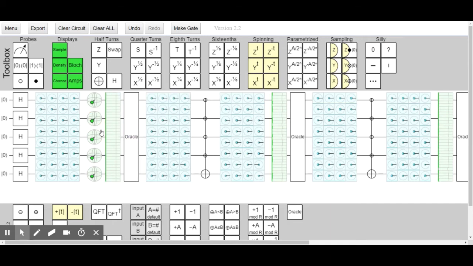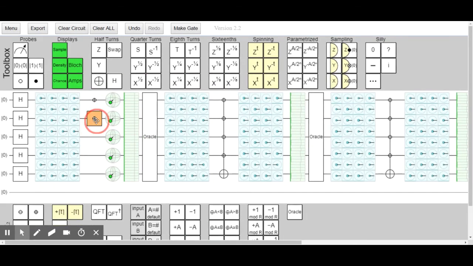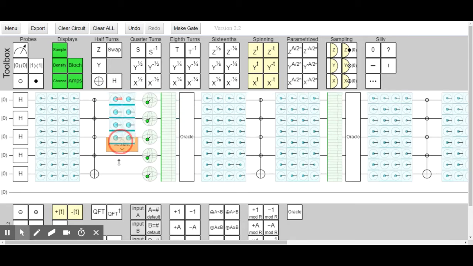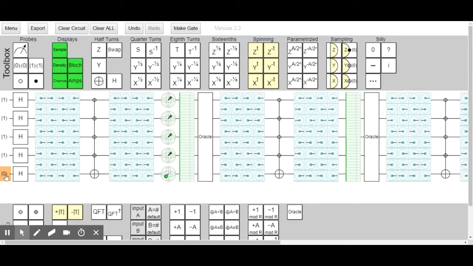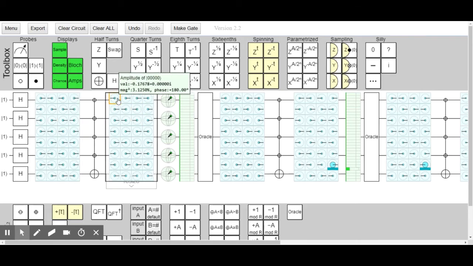Before the oracle is applied, it's all like that. If I would say that I want to apply this here also, just so I get it. And now I take a look at the amplitudes here. Nothing's changed. So this doesn't have any effect, right? If they're all 1, then it actually has an effect.